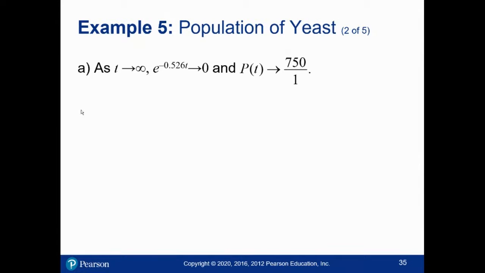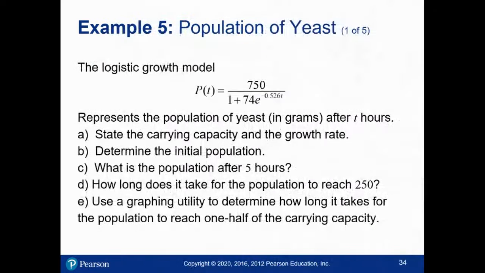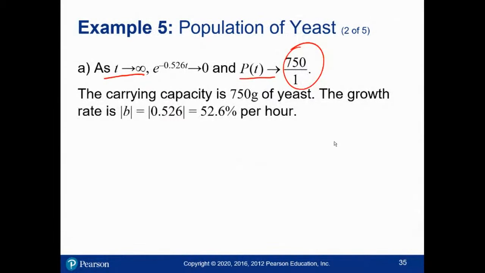So, the carrying capacity is what happens as time goes to infinity. As t goes to infinity, the population goes to 750 over 1. Going back to that formula, if time is going to infinity, this becomes a very large negative number, so this becomes very close to 0, and you basically just have 750. Remember that number on top, if you're in your standard form of c over 1 plus a e to the negative bt, c is your carrying capacity, 750. And what's your growth rate? The growth rate is just b, 52.6%.